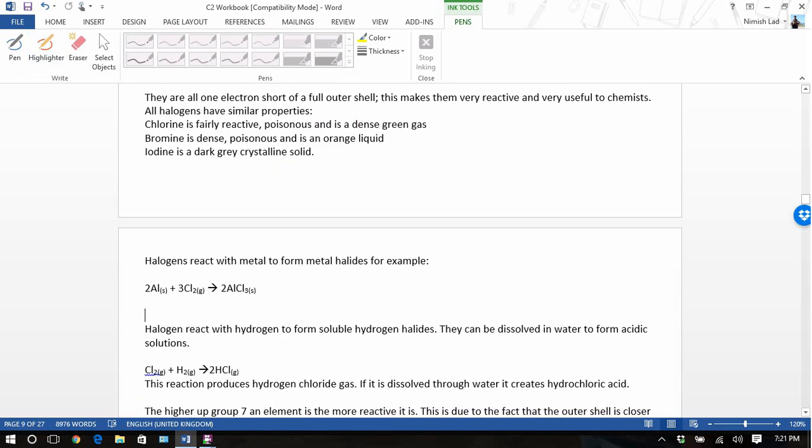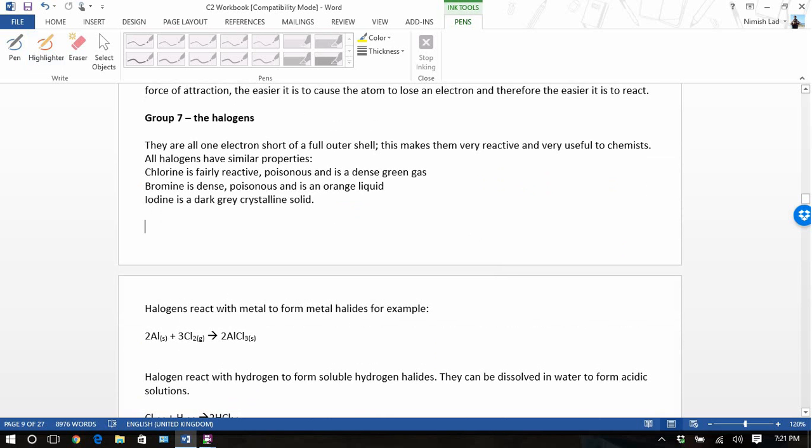Okay. So halogens are group 7. They are 1 electron short of an outer shell. So in other words, they have 7 electrons in the outer shell. Group 7, 7 electrons in the outer shell. They are very reactive because they only need 1 electron, and that makes them very, very useful.